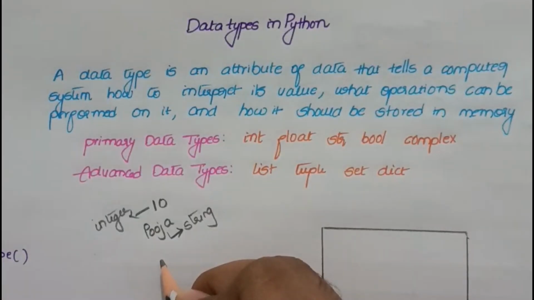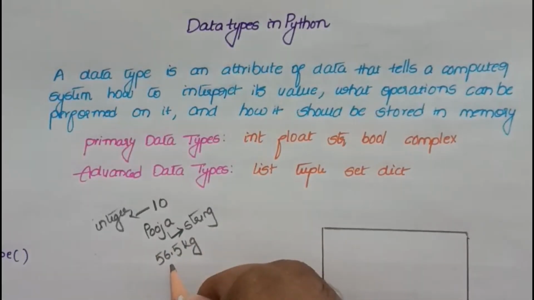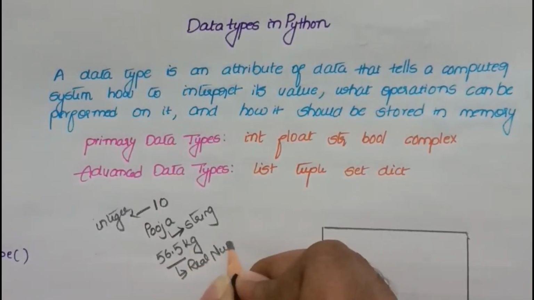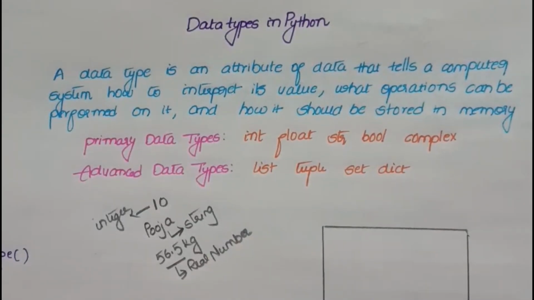Now there will be another kind of data, like your weight. Let's say 56.5 kgs. Now this 56.5 is a real number. Like this, different types of data are available in Python. So when you are storing this data in a Python variable, how should the interpreter interpret it? How much memory should the interpreter allocate? It is defined by its data type.